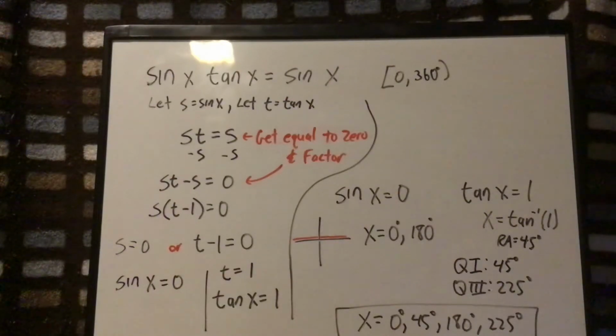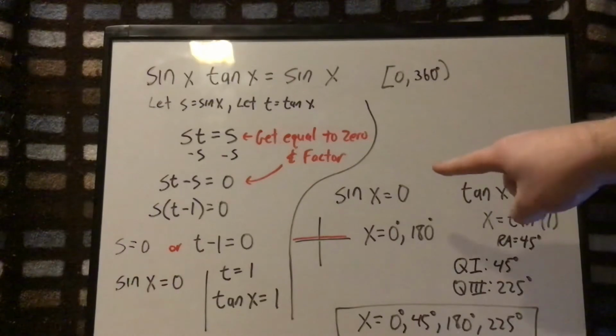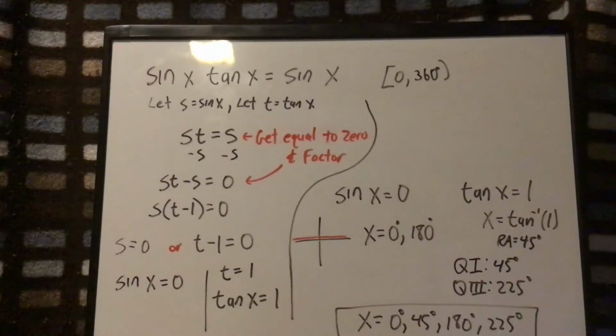Now, how do I find those two? The problem with sine x equals 0 is you can put that in a calculator and do the inverse, but it'll only give you the one solution. It'll only give you 0.